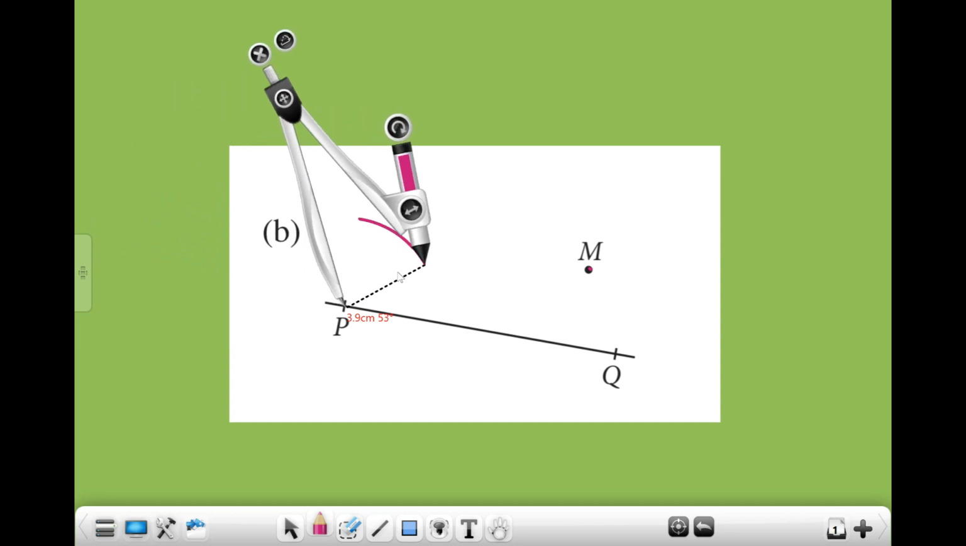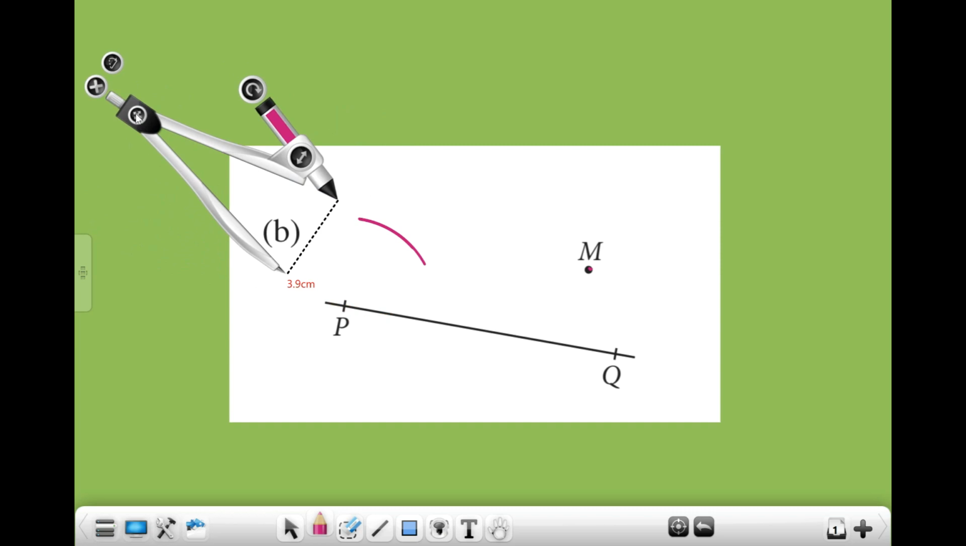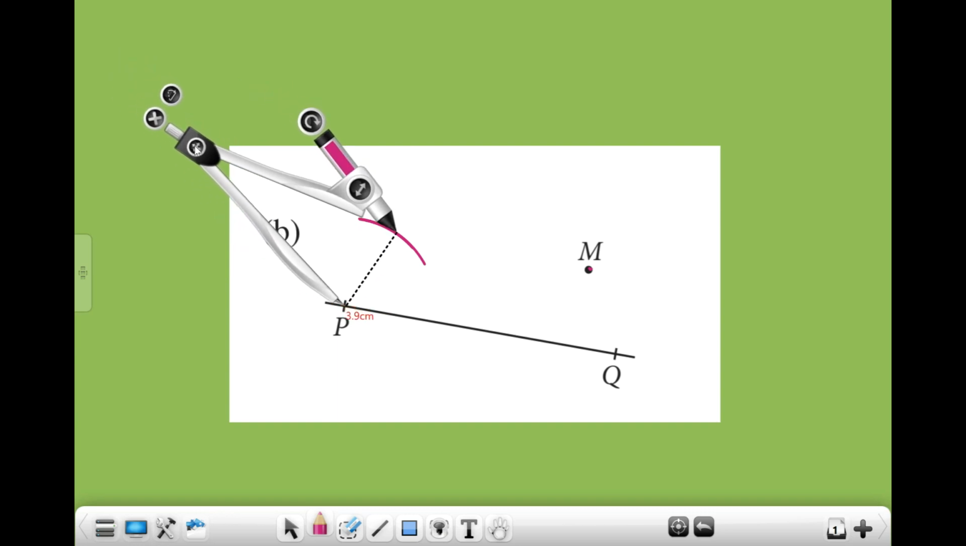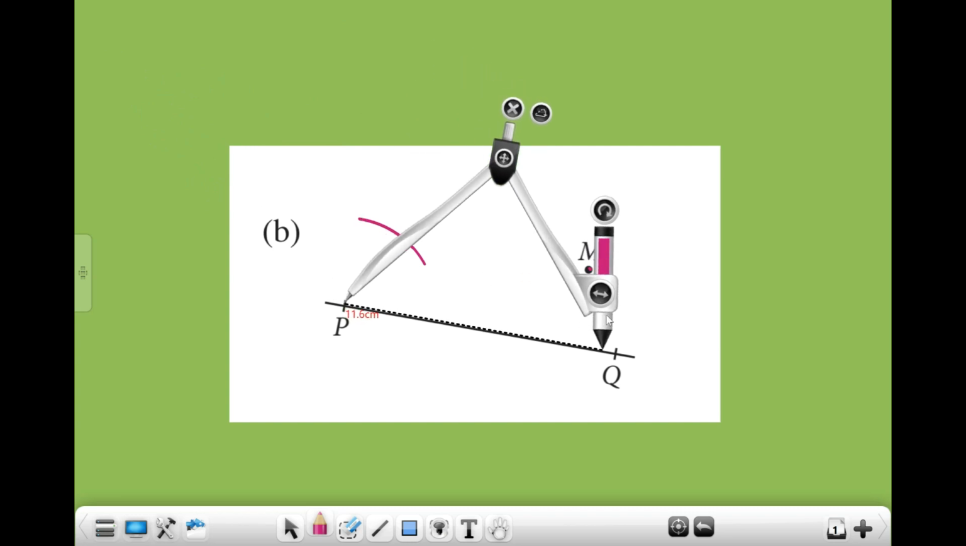Have you done it? Yes. Okay, what is the next step after this? Measure what? Anybody knows? PQ. Yeah, very good. Measure the length of PQ. So you move to point P. Either one, point Q also can. Then you adjust and get the measurement of PQ. So my measurement over here is 12.1. Have you got that?